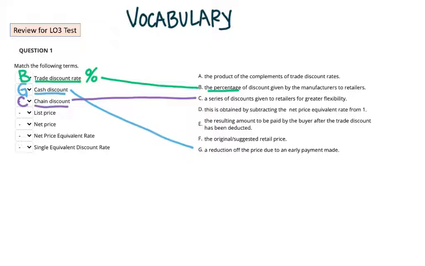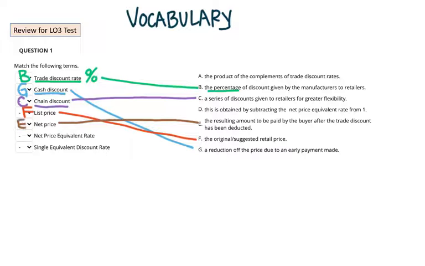Okay, list price is the expensive first price that's listed. They also sometimes call it the catalog price. So that is F. Okay, net price is the cheaper price that you get to pay after the discount has been taken off. So that is right here.